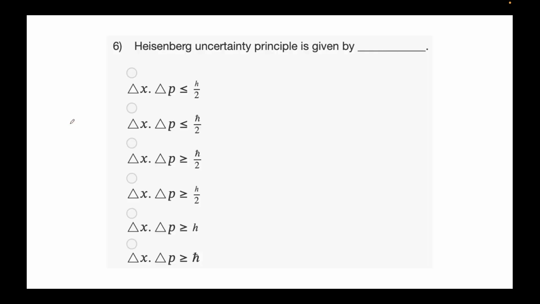Okay, so this is again a very quantum mechanical problem. Heisenberg uncertainty principle is given by. I understand that many of you may not want to understand the quantum mechanical world or the equations that are derived.